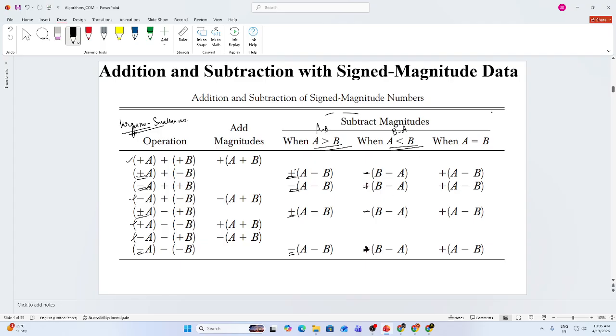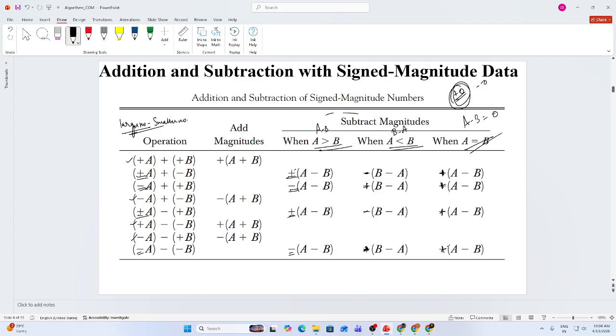Similarly, if both are equal, what is the result? The result is 0. In case of subtraction, if I do a minus b and both are equal, I need to get 0. But you know that in sign magnitude we may get either positive 0 or negative 0. So we need to ensure that the result is positive 0, there is no negative 0. If the magnitudes are equal, we need to ensure that the sign is always positive.